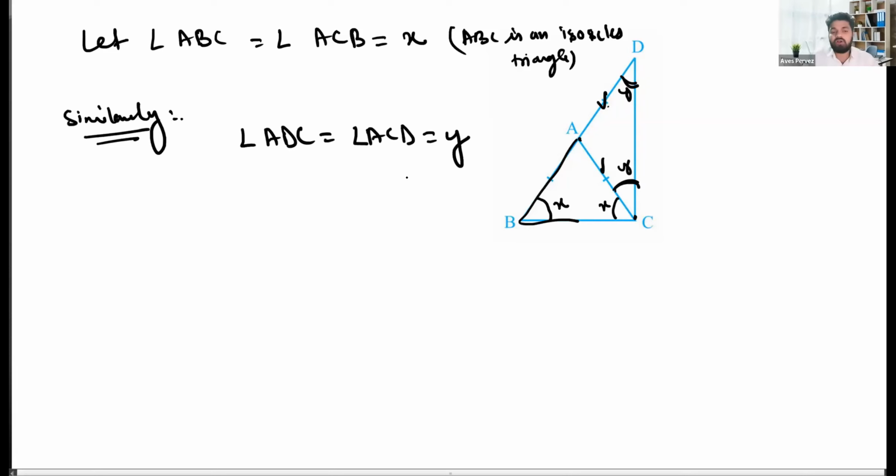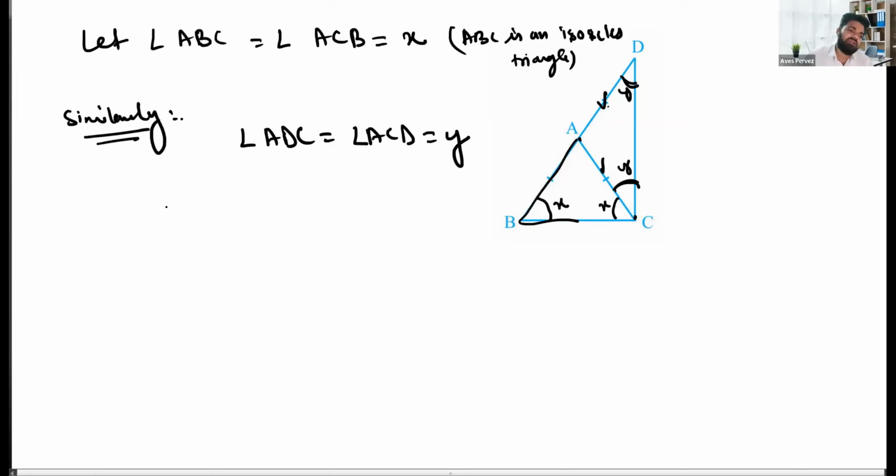Now, Alvina and Rima, tell me, how can you prove this angle is 90 degrees? Which angle, sir? This angle BCD as a whole, as 90 degrees. How will you prove this one? Sir, angle ACB plus angle ACD equals 90 degrees. How? You need to prove that x plus y equals 90 degrees. How will you prove this one?